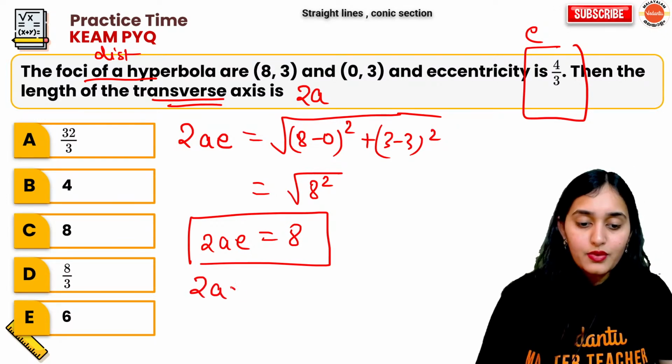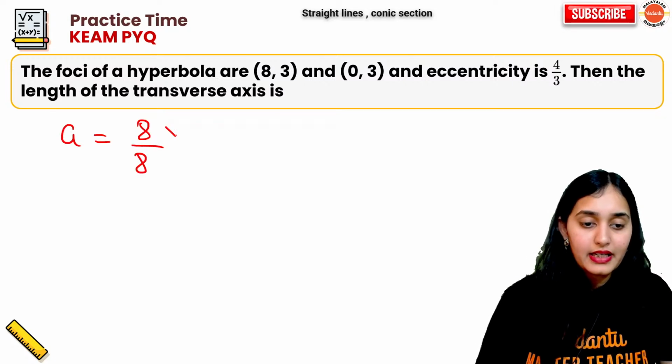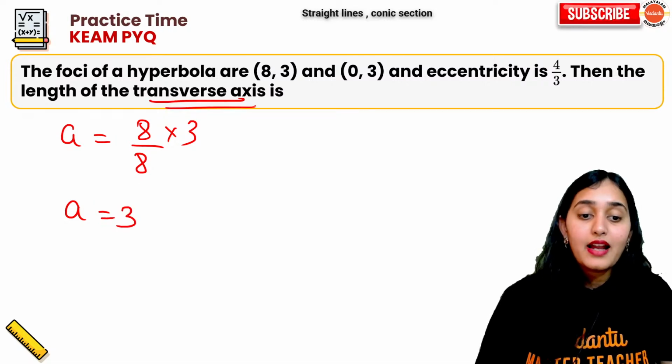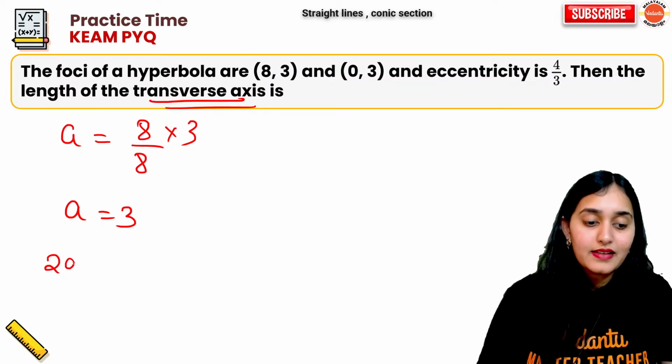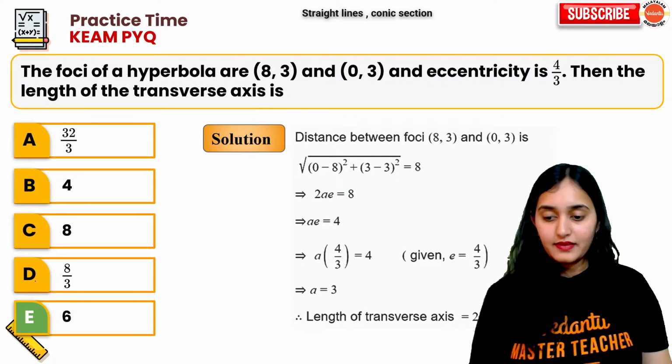Now, in the question they have given eccentricity is 4 by 3. Just put it here, 2a into 4 by 3 is 8. 4 2 is 8, 8, 8 cancel. So, we have a is equal to 8 upon 8 into 3. So, a is equal to 3. Now, they are asking transverse axis. Transverse axis is 2a, 6. So, my answer will be 6.